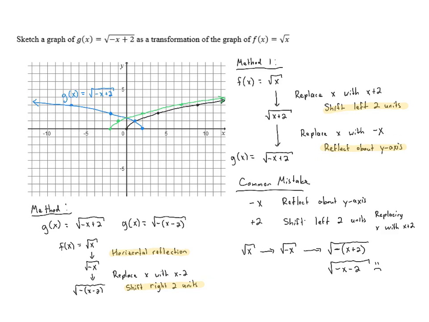What I want you to do is on a separate xy plane, give this a try. Start with the original graph, reflect it horizontally about the y-axis, and then shift to the right 2 units and make sure that you end up getting the same graph. You should be able to do that. Oops, this was method 2. I forgot to write the 2.